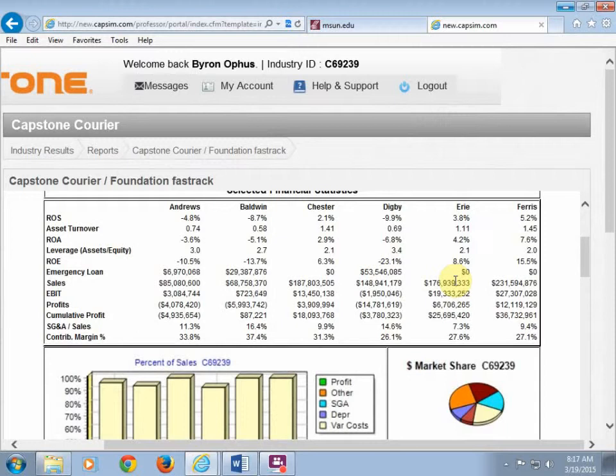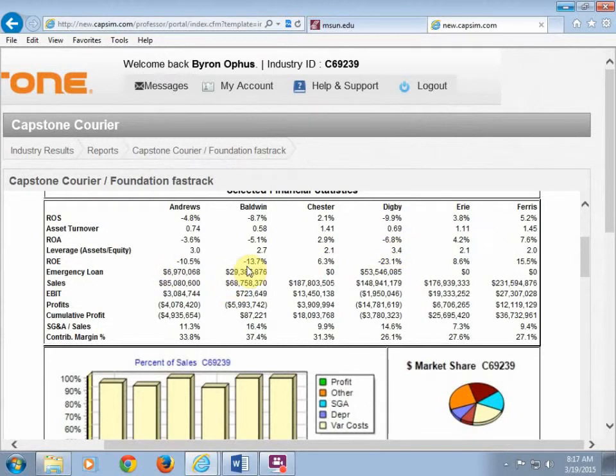Bigger can have lots of advantages. Don't get me wrong, a bigger Apple has lots of advantages, right? But bigger is not always better, especially from an investor standpoint. ROA. Again, we had losses, so three out of the four teams have a negative ROA. Lots of leverage, right? Looks like 2.1, 2.0, 2.1. That's reasonably high leverage. Part of the problem for Andrews, Baldwin, and Digby is that leverage was contributed to by the emergency loans they had.